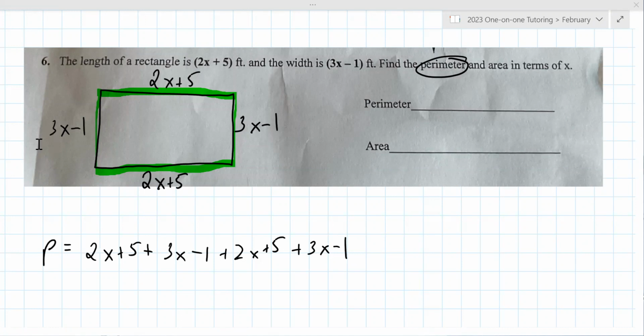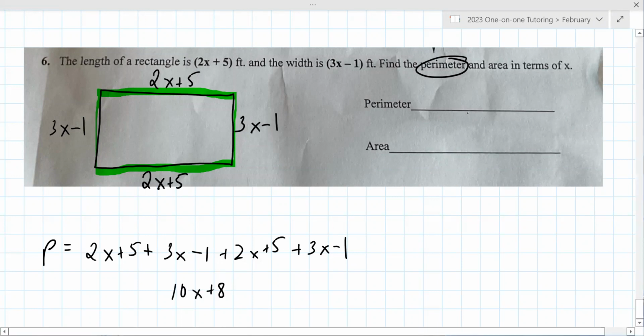That's 10x plus 8. That's right. 10x plus 8. Very good. Okay. So the area now, the area of a rectangle or really any parallelogram is base times height.